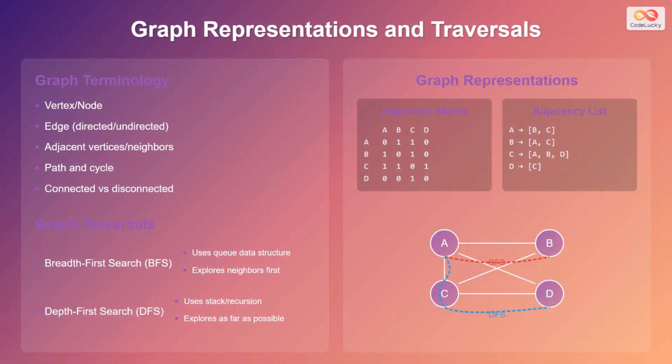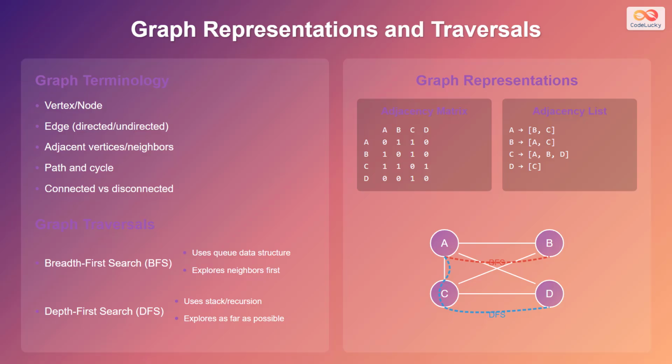Let's delve into graph representations and traversals. First, let us understand the terminology used with graphs. A graph consists of vertices, also known as nodes, and edges, which connect the vertices. Edges can be directed, meaning they have a specific direction, or undirected, meaning they can be traversed in both directions. Adjacent vertices, also known as neighbors, are vertices connected by an edge.